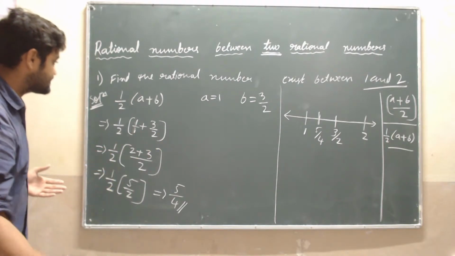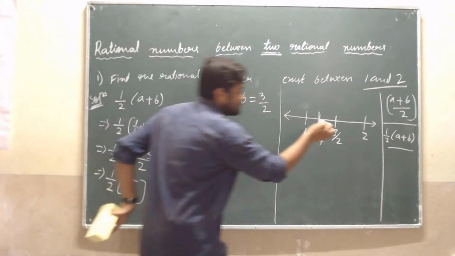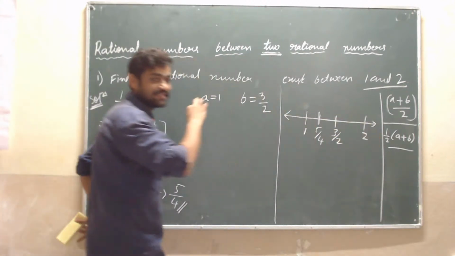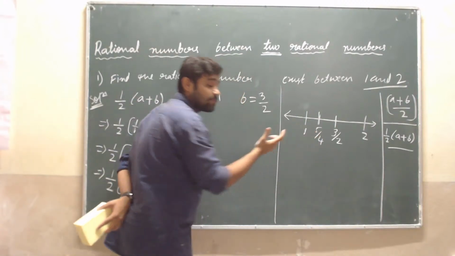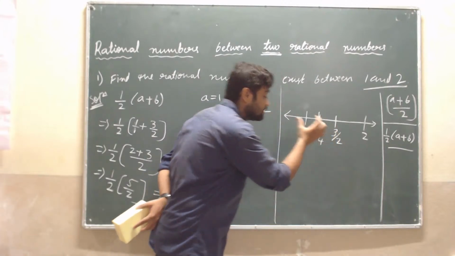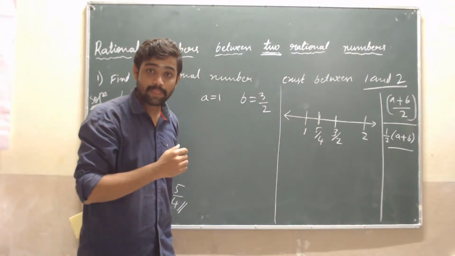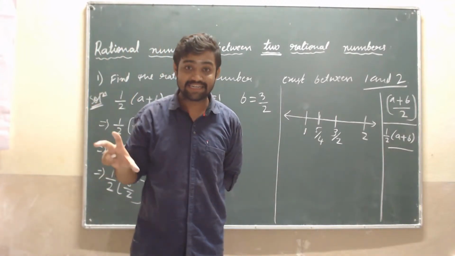Let's check another rational number between 3 by 2 and 2. Otherwise we can check between 1 and 5 by 4, or between 5 by 4 and 3 by 2, because we have infinite rational numbers. That shows the infinite rational numbers.